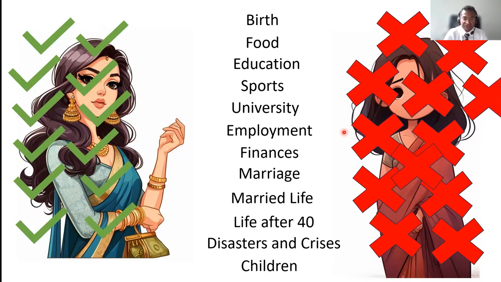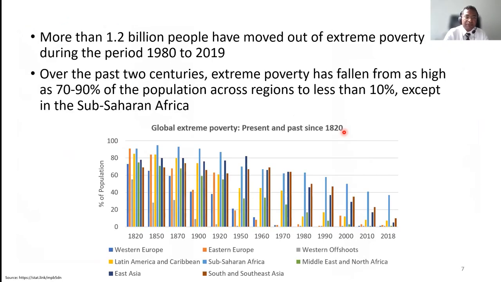So this is what poverty actually is. But over the years, at least in absolute numbers, we've had successes. More than 1.2 billion people have moved out of extreme poverty across all regions. The absolute poverty rates have fallen from as high as 70 to 90% during the last two centuries to less than 10%, except in sub-Saharan Africa.